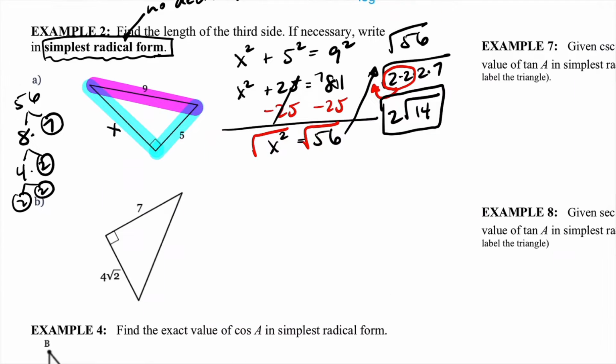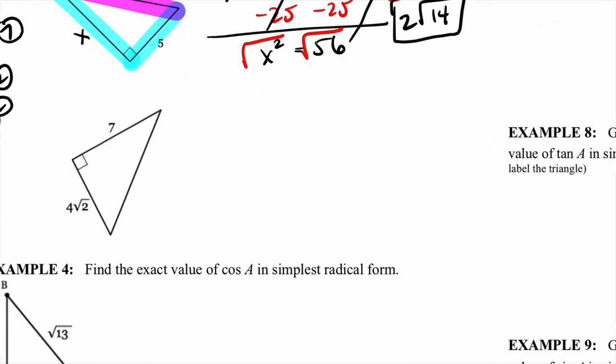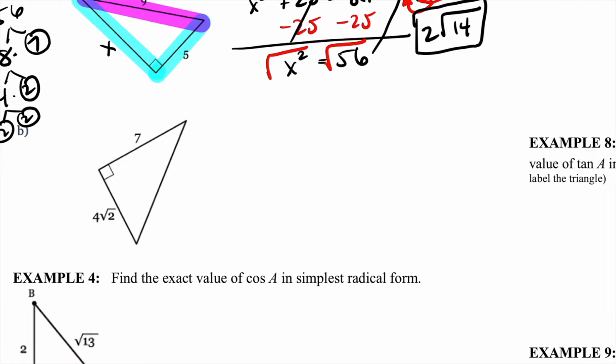All right, let's go to letter B now. Letter B, I'm missing a side. I'm missing the long side, the hypotenuse this time, right? I'm missing the hypotenuse. I got 2 legs. I just don't have a hypotenuse. Okay, so pick a leg. It doesn't matter which leg. We'll take 7. 7 squared.